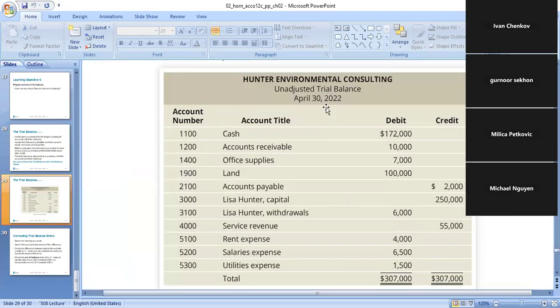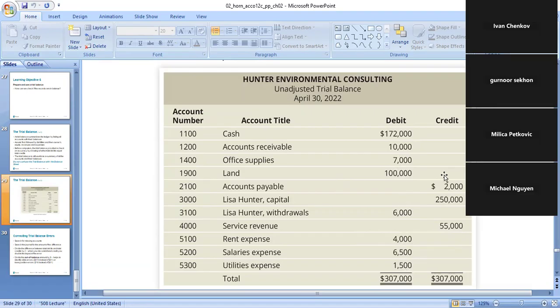So the trial balance is going to look like this. On this specific date, we have that much cash, that much receivable, that much office supply, that much land. We owe accounts payable that much. For the owner, we owe that much. Owner withdrawal 6,000. Our revenue was 55,000. Expenses 4,000. Salary expenses, utility expenses.